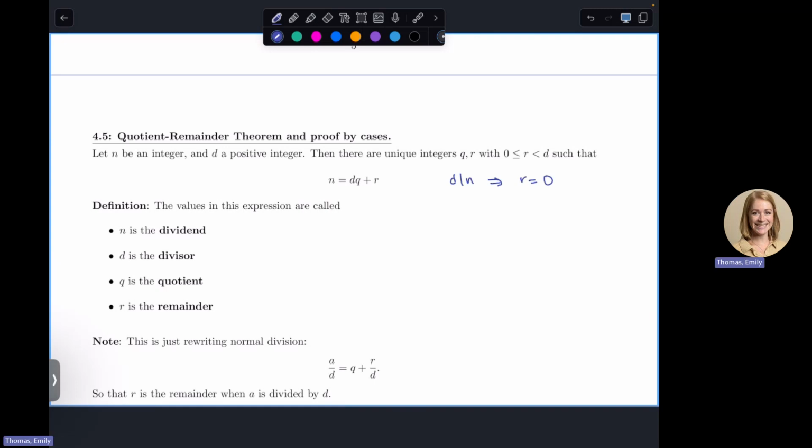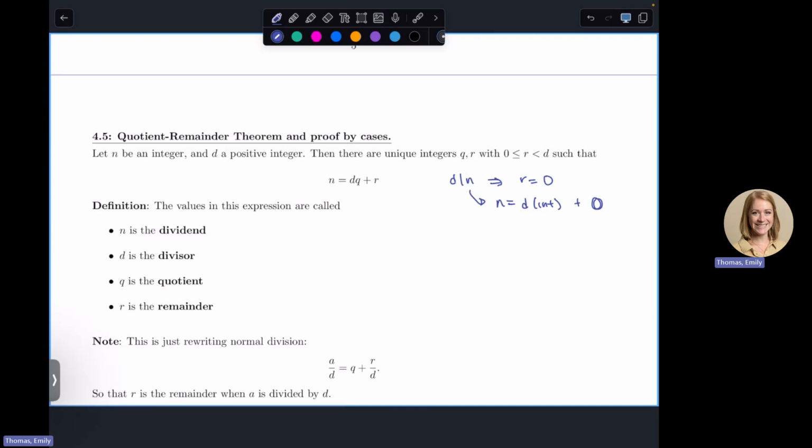If d divides n, then n equals d times some integer q, right? That would mean that d divides n means that n equals d times some integer, and then you have this plus a 0 remainder. So n is the dividend, d is the divisor, q is the quotient, r is the remainder.